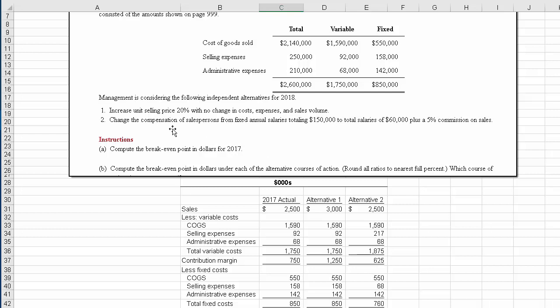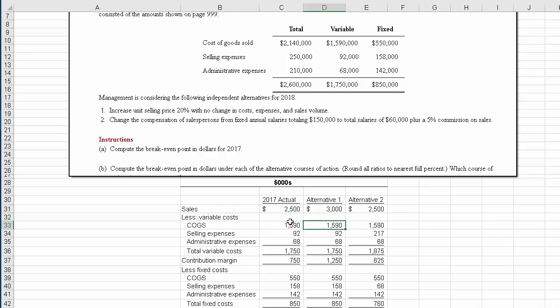So alternative 1 says they're increasing the unit sales price 20% with no change in costs, expenses, or sales volume. Now, first off, this tells me that they have a monopoly, or maybe it's just a local monopoly, because I would find it very unusual that you can increase selling price without sacrificing some sales to a competitor that offers a comparable product at a better price for your consumers. But given that we'll just assume that there's no change in cost, volume, and sales, what would we have to do? Well, we take the 2,500,000 of sales and multiply it times 120%. There's our 20% increase in sales.